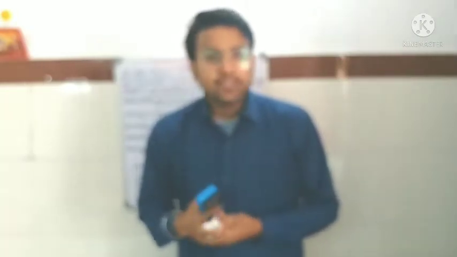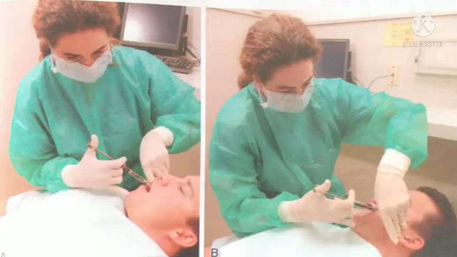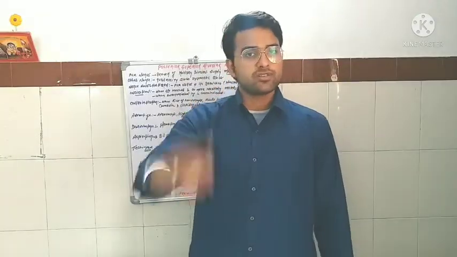Then after all this, if you are a right-handed administrator and you are going to give a left posterior superior alveolar nerve block, then you should be at the 10 o'clock position. If you are giving a right PSA nerve block, you should be at the 8 o'clock position. That means you will go in front of the patient and palpate.